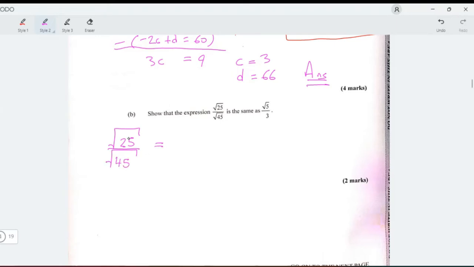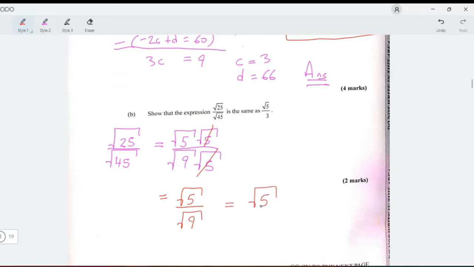You're telling them this is the root of 5 times the root of 5 over the root of 9 times the root of 5, because we break up 45 as 9 times 5. Then you're going to tell them that root 5 cancels root 5. So this is now root 5 over root 9, but root 9 is 3. So this is root 5 over 3. That's how you show them the full working. Please don't just put it in the calculator and think you're going to get your full marks.